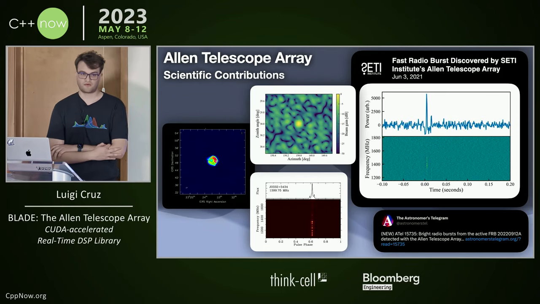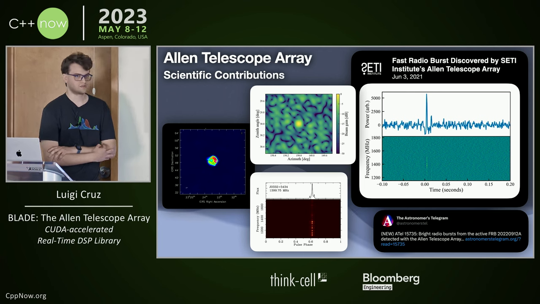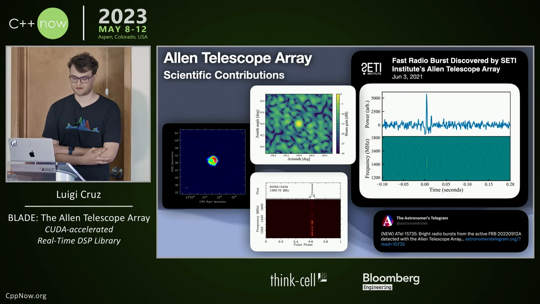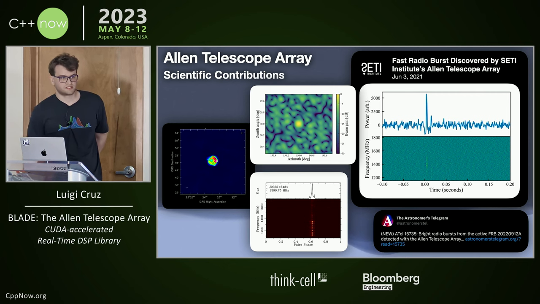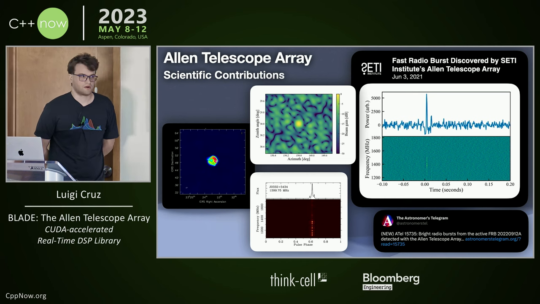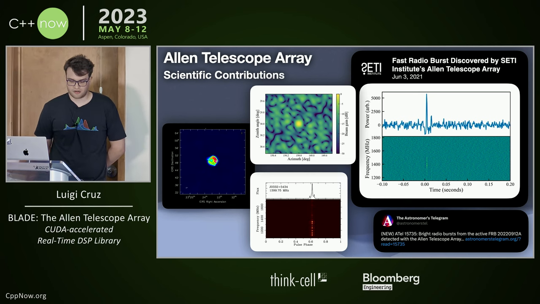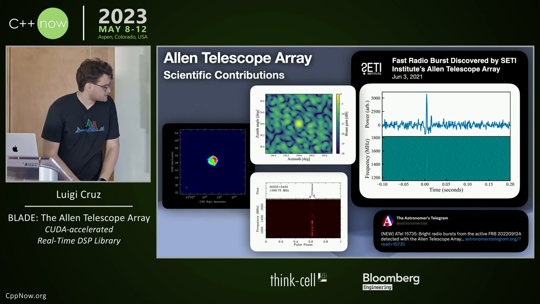And since the refurbishment started, we have lots of new science we presented with papers, including finding multiple fast radio bursts, imaging a bunch of galaxies using our correlator, and measuring hundreds of pulsar timings. So these are just some examples here.